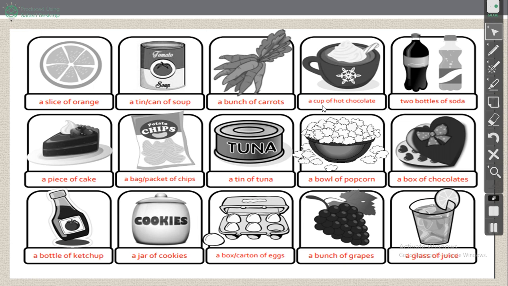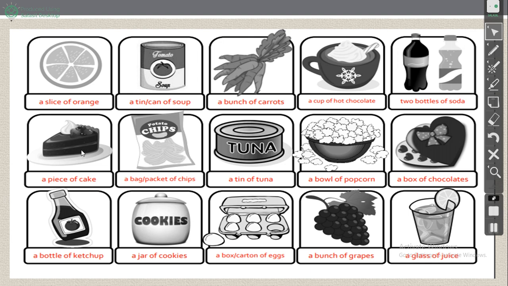Here this is a cup, right? So a cup of hot chocolate, a cup of milk. Look at the container. Okay, the container الوعاء. Okay, here what are the container here? The bottle. This is bottle قنينة أو زجاجة. So 2 bottles of soda, 2 bottles of water, 2 bottles of juice, for example. يعني this is bottle, okay?